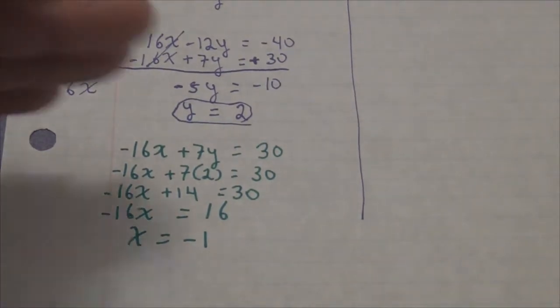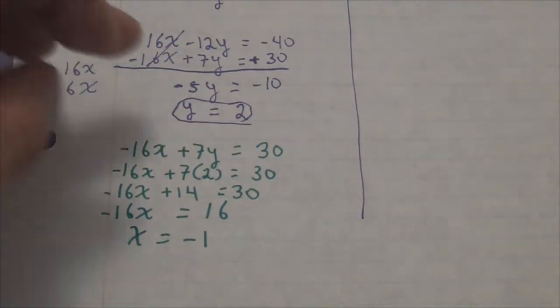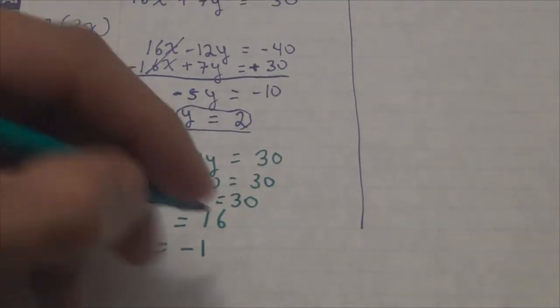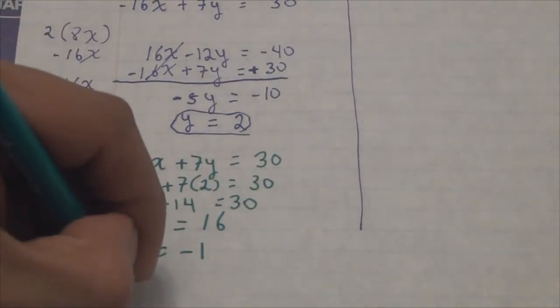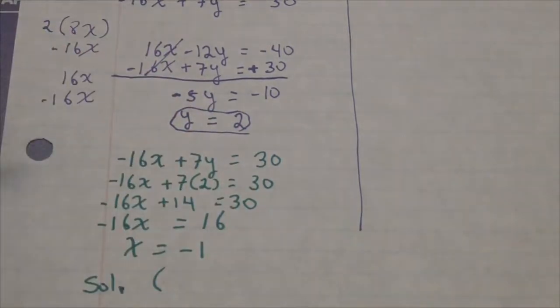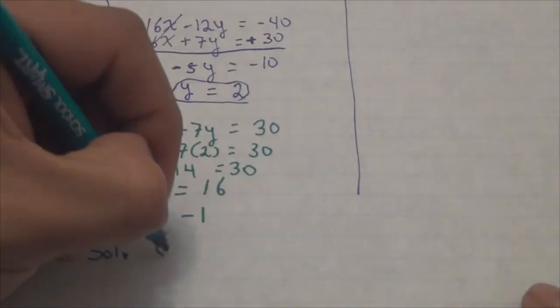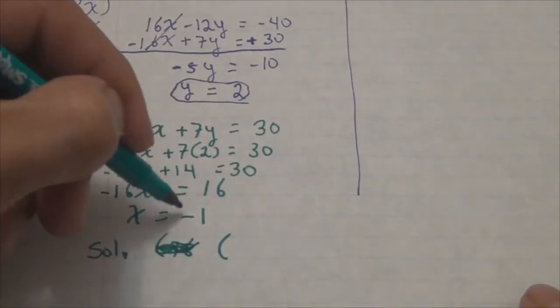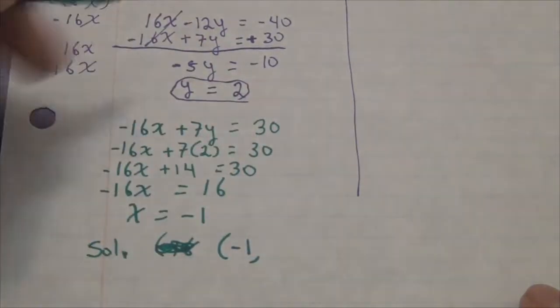Notice that I am trying to simplify because this thing can take up to a whole page. So now, solution. You write solution. Solution is 16 for x. No, sorry. Negative 1 for x and 2 for y.